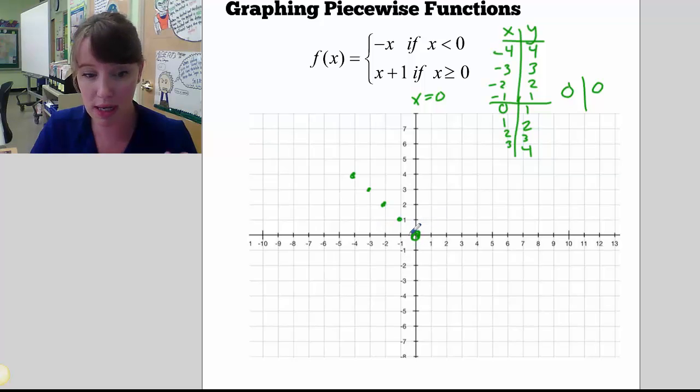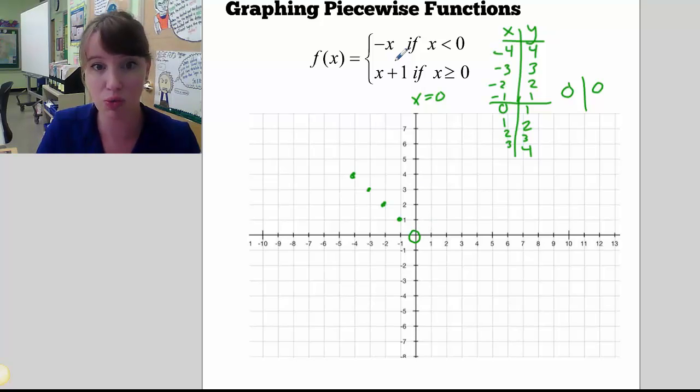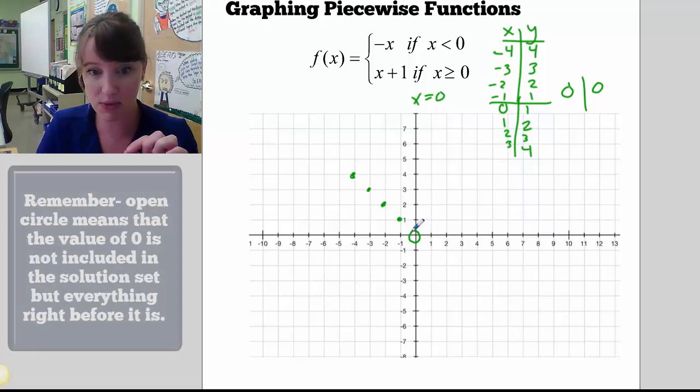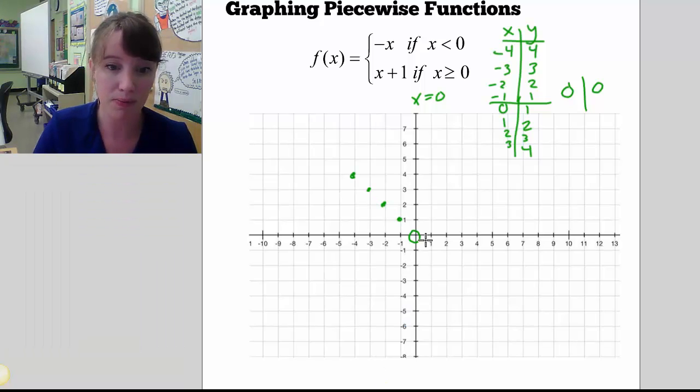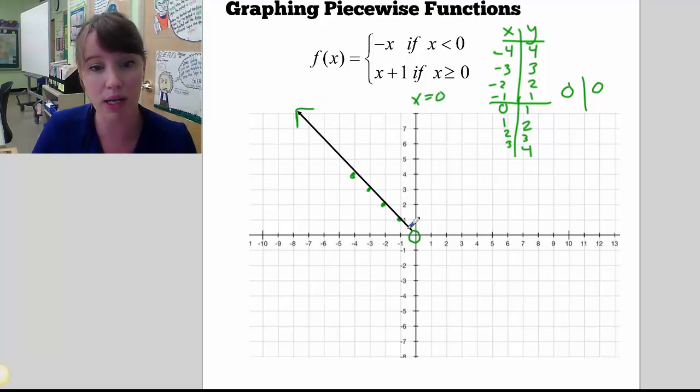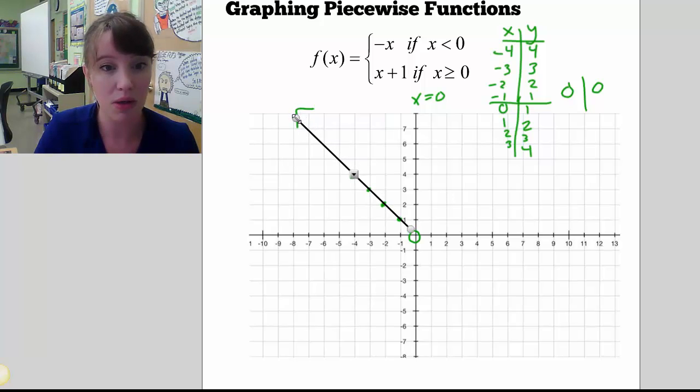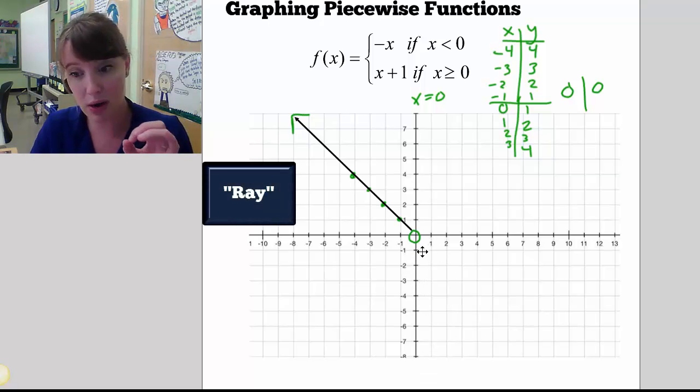We have an open circle at 0, meaning everything right before this value is defined with the top function rule. Everything right up until the x value of 0 is defined. So basically, we're just going to draw this line. I did a poor job doing this, so let me grab my line tool and do it a little bit better. So basically, it's like a ray. It's not a double pointed arrow. It's a line with a single arrowhead, which is called a ray, starting out from the origin.